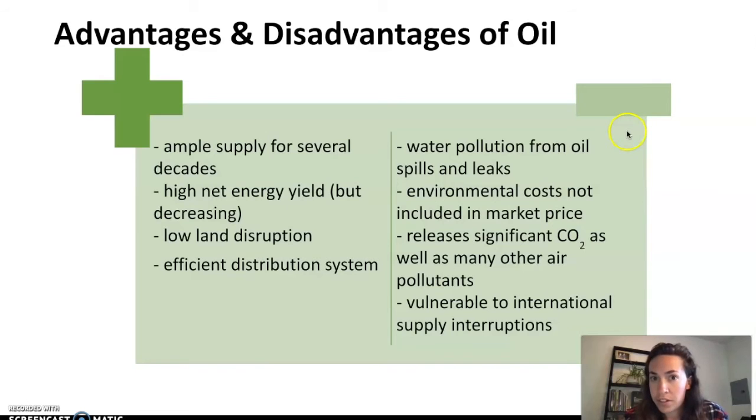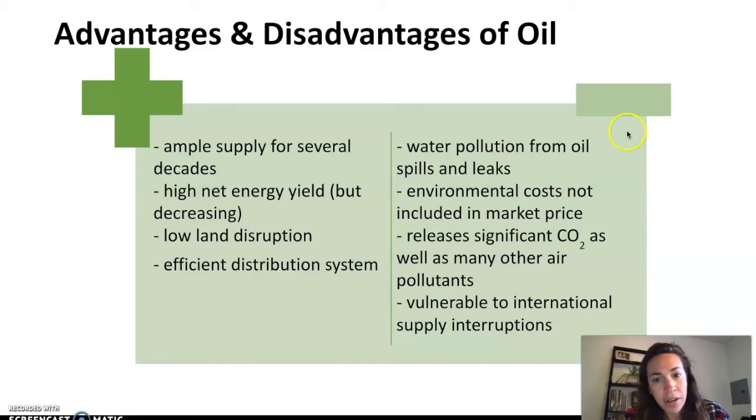What are some disadvantages of oil? Unsurprisingly, we see a fair amount of oil spills and leaks from transporting it, and also from the extraction process itself. Deepwater Horizon and the Gulf oil spill is one of the classic examples of just absolutely terrible environmental disasters associated with oil spills.